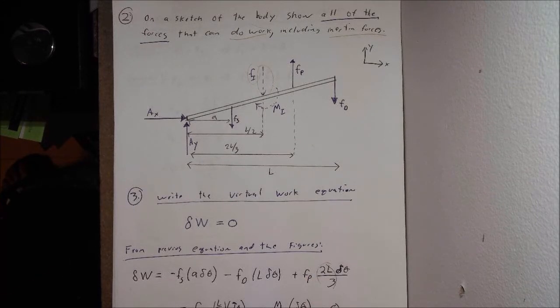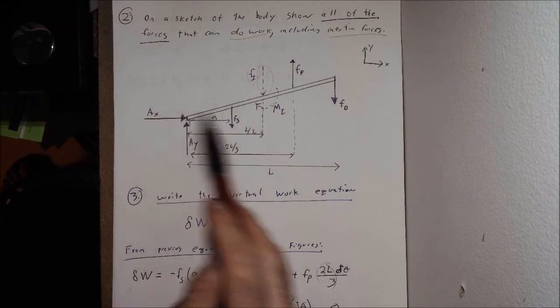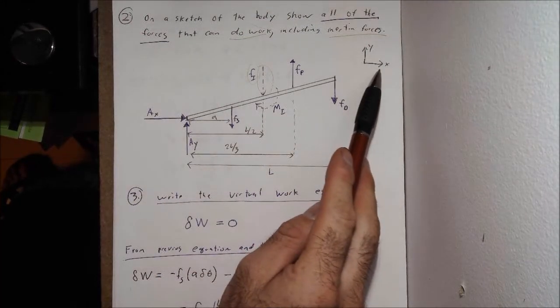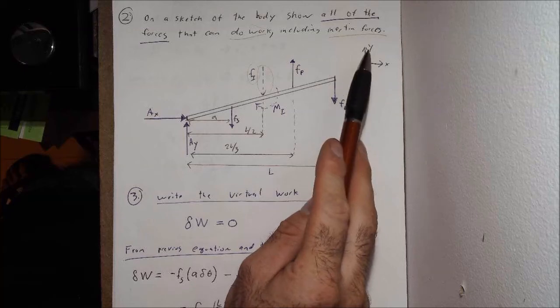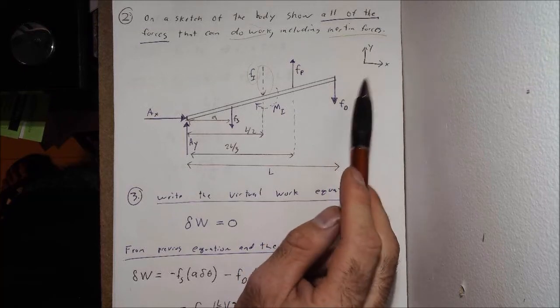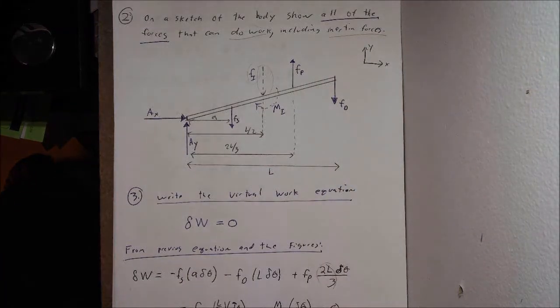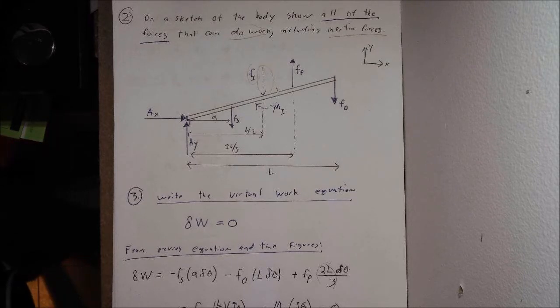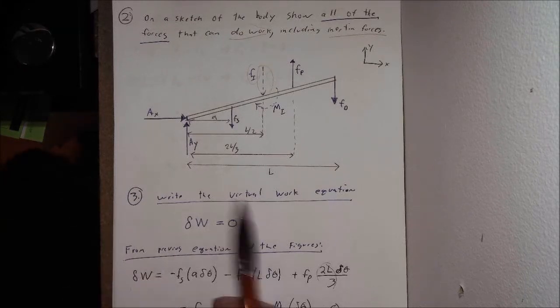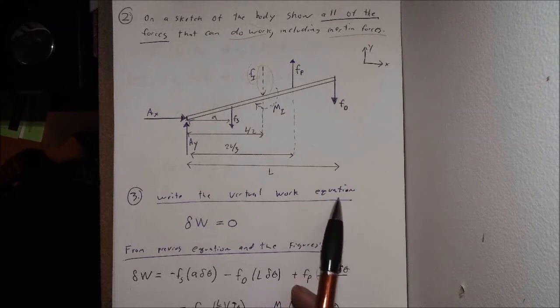So now I have the second part of this done. I have the diagram drawn out. I have my forces drawn on this that can do work. I have my sign convention here because I know anything going up is positive, anything going to the right is positive, anything down is negative, anything to the left is negative. So my next step in the solution here is to write out the virtual work equation.